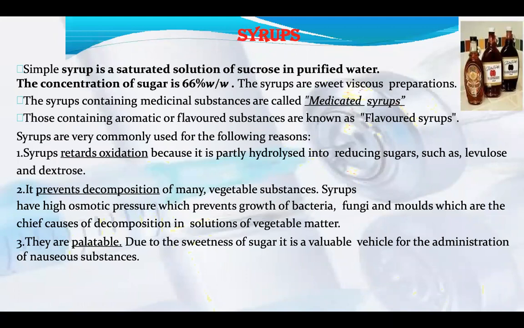Further, we start with the syrup. You know we have prepared syrups in the lab. Simple syrup is a saturated solution of sucrose in purified water. So you add sucrose, sugar, and it is a simple syrup. The concentration of sugar must be up to 66% weight by weight.